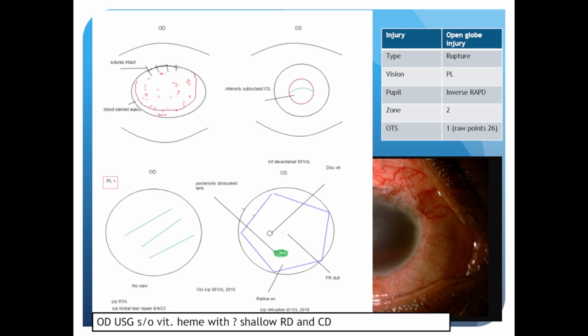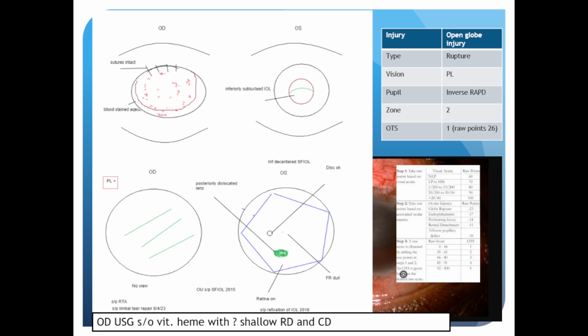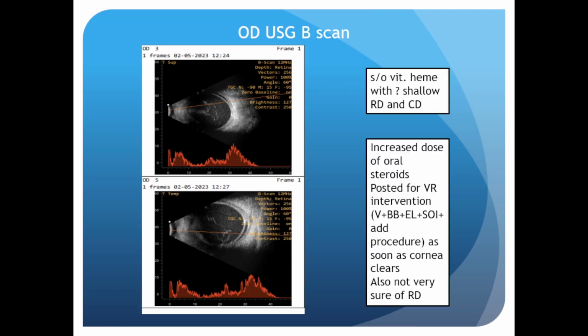So these are the raw points. Raw point was 26. Zone 2, inverse RAPD was present. PL and rupture. The OTS scored 1 with raw point of 26. So from this chart, we have just calculated the OTS. USG was done, which was suggestive of vitreous heme along with shallow RD and CD.